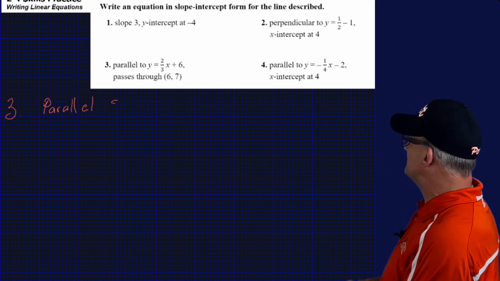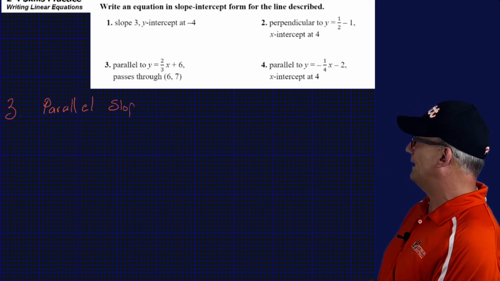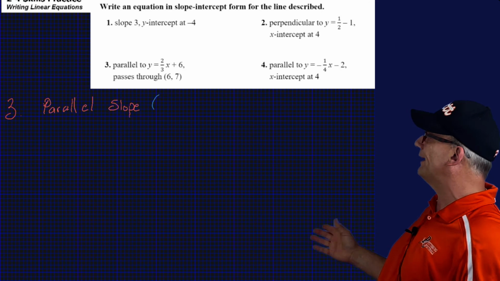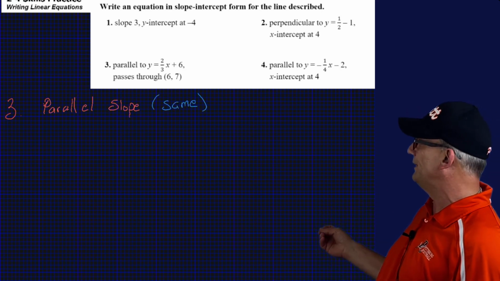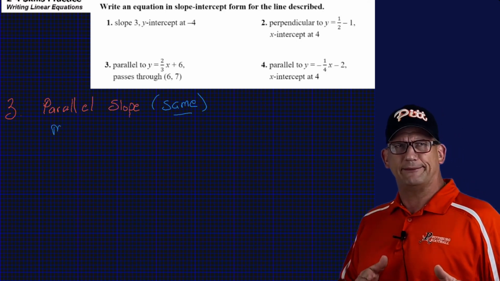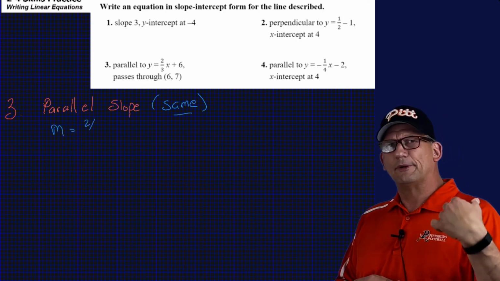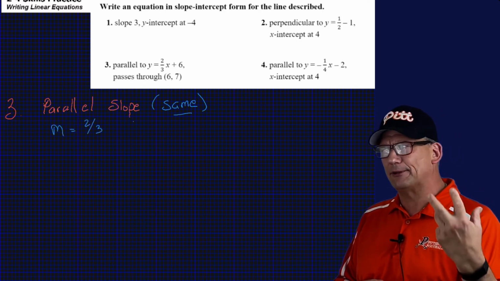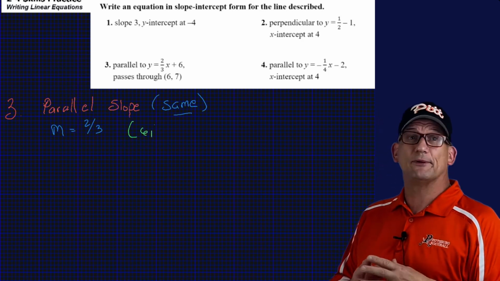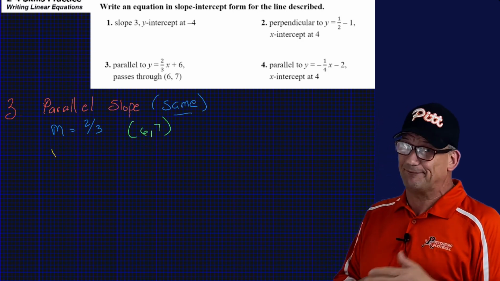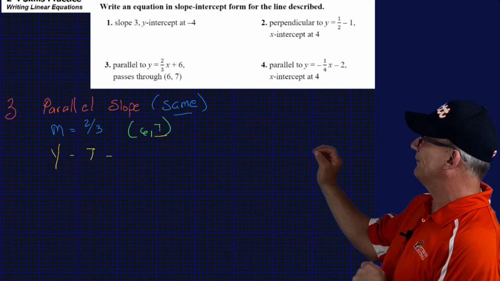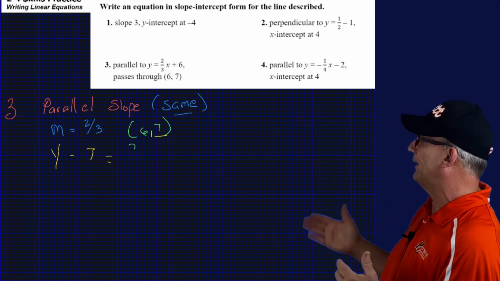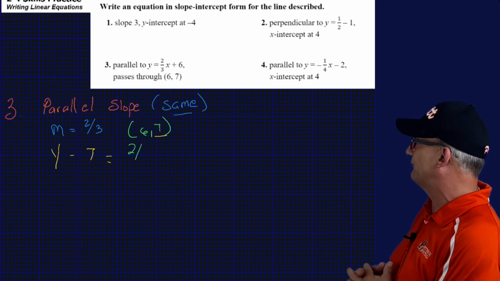All right, number three. They want parallel now. So once again, even though they're not giving you the slope like they did on number one, they're giving you the information you need to know what the slope is. Lines that are parallel have slopes that are exactly the same, just different y-intercepts. So even though they don't give me the slope, they want parallel, so I know that it's 2/3 because it's the same slope.